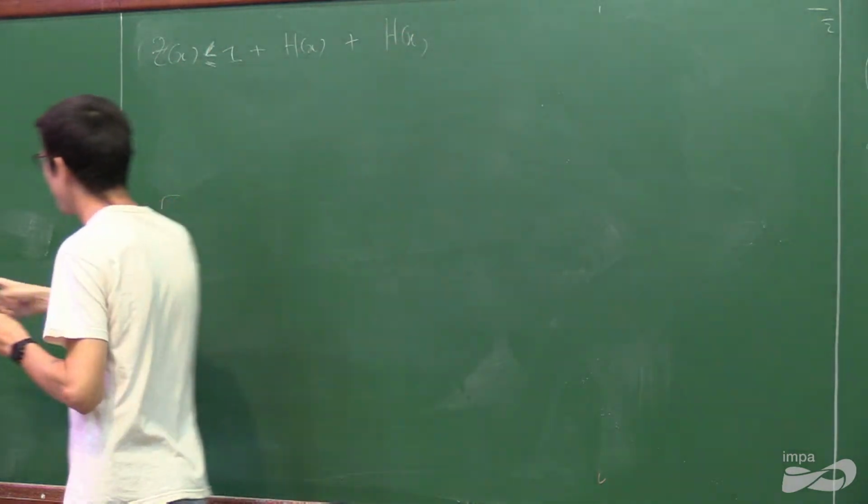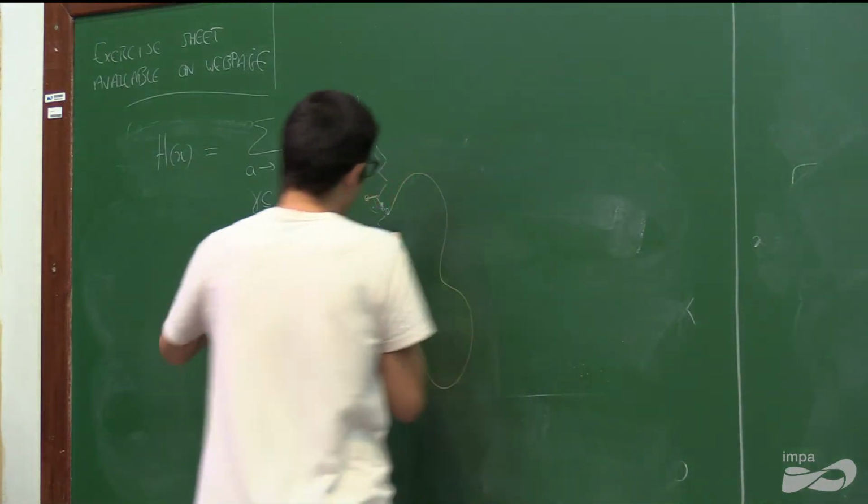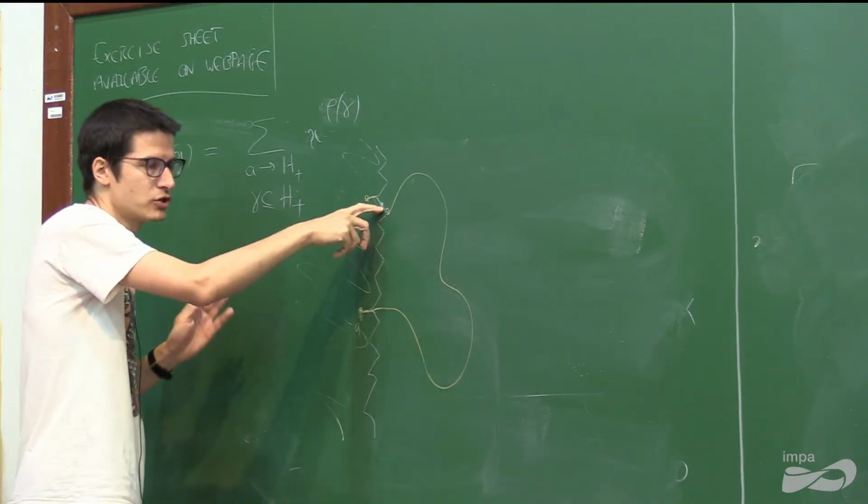This sum is smaller than Hx. And here the length is not exactly the same. When I'm counting these walks, I'm counting walks that are shorter by one step.